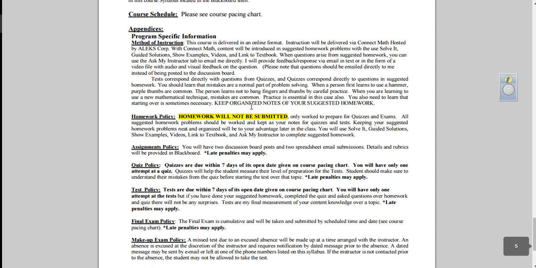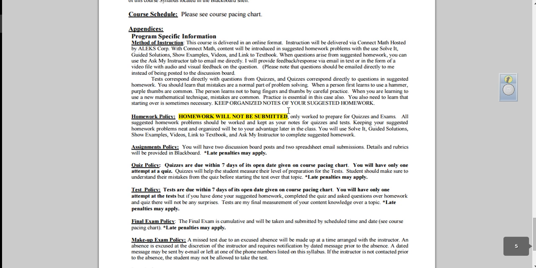I would really suggest that you keep your suggested homework notes organized. And the reason is because, like I just said, this course is designed so that your suggested homework will be what you'll see on your quizzes. So if you do a good job of working your suggested homework problems out and taking notes, when you take your quiz, you're going to have examples to look at right there.